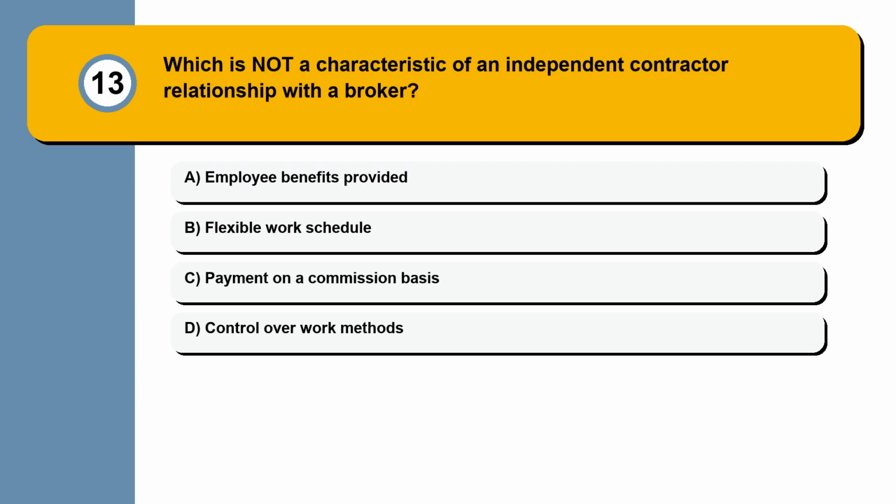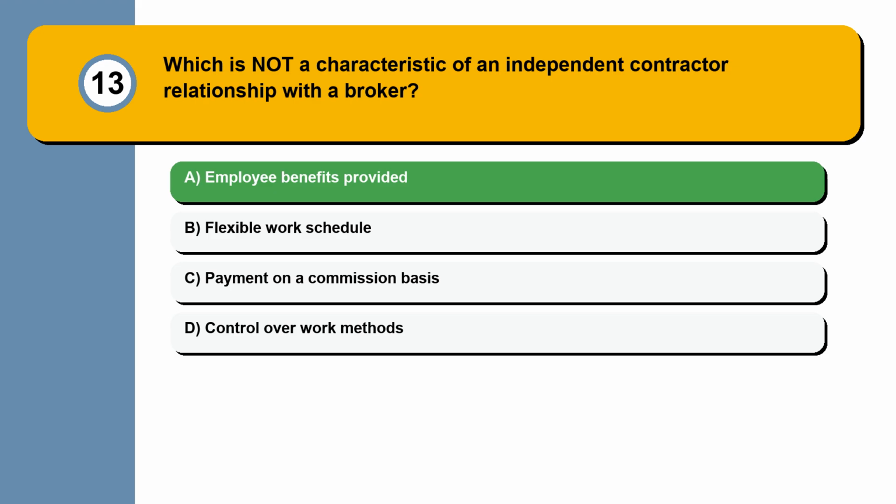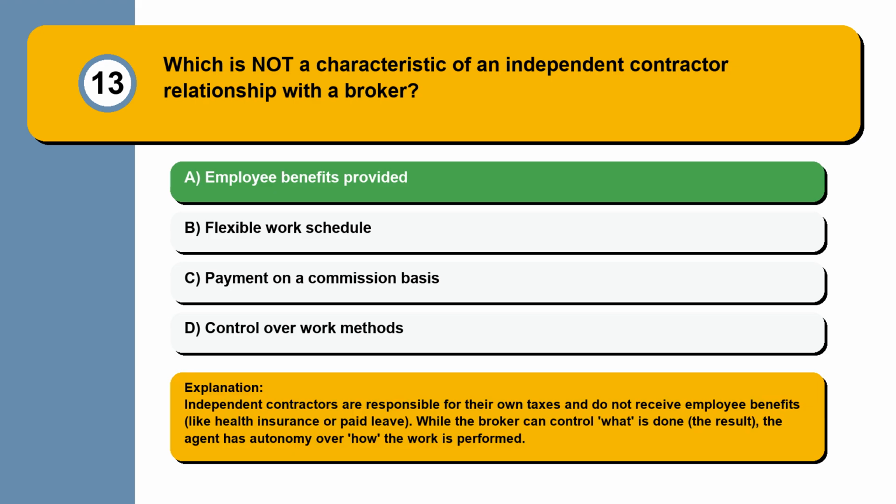Question 13. Which is not a characteristic of an independent contractor relationship with a broker? Employee benefits provided, flexible work schedule, payment on a commission basis, control over work methods. Independent contractors are responsible for their own taxes and do not receive employee benefits, like health insurance or paid leave. While the broker can control what is done, the result, the agent has autonomy over how the work is performed.